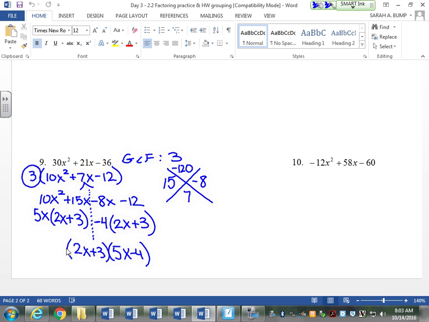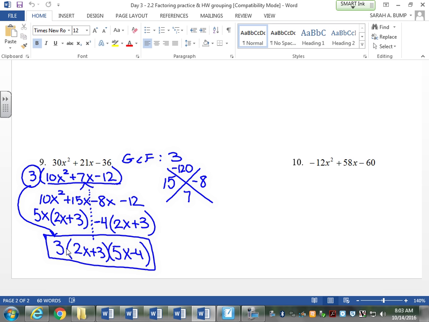If I were to redistribute this, I would get back to the 10x squared plus 7x minus 12, not the original problem. So it's important that you don't forget to bring down any GCFs that you might factor out in the beginning of an example. So you have to bring down that 3, and that is your final answer.